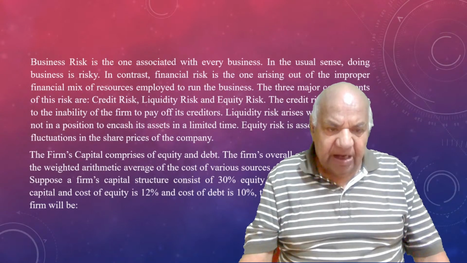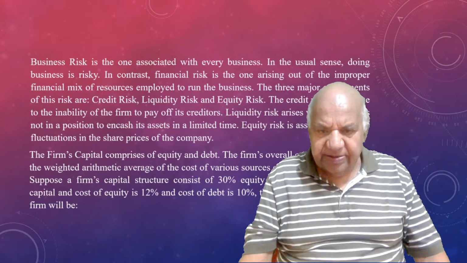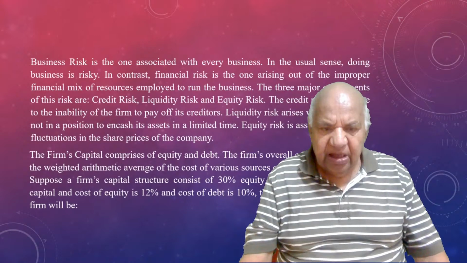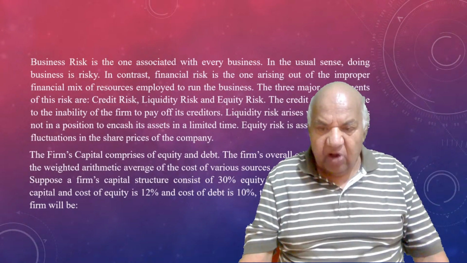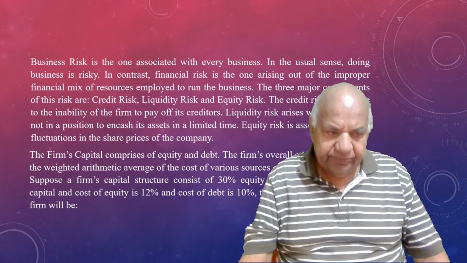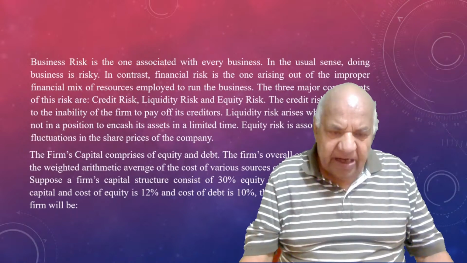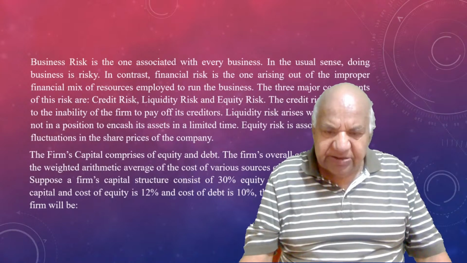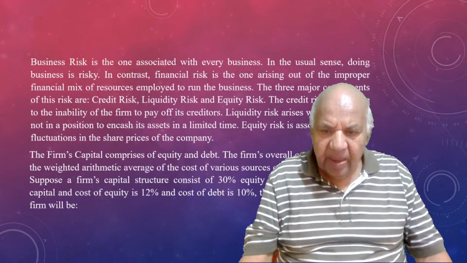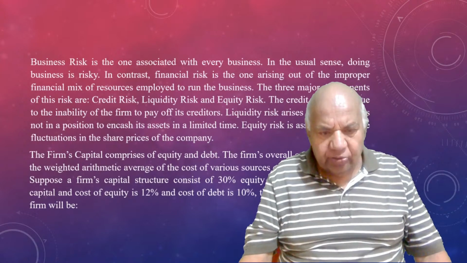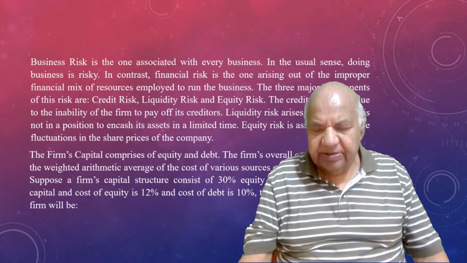The firm's capital comprises equity and debt. The firm's overall cost of capital is the weighted arithmetic average of the cost of various sources of long-term finances. Take an example. Suppose a firm's capital structure consists of 30% equity capital and 70% debt, and cost of equity is 12% and cost of debt is 10%.